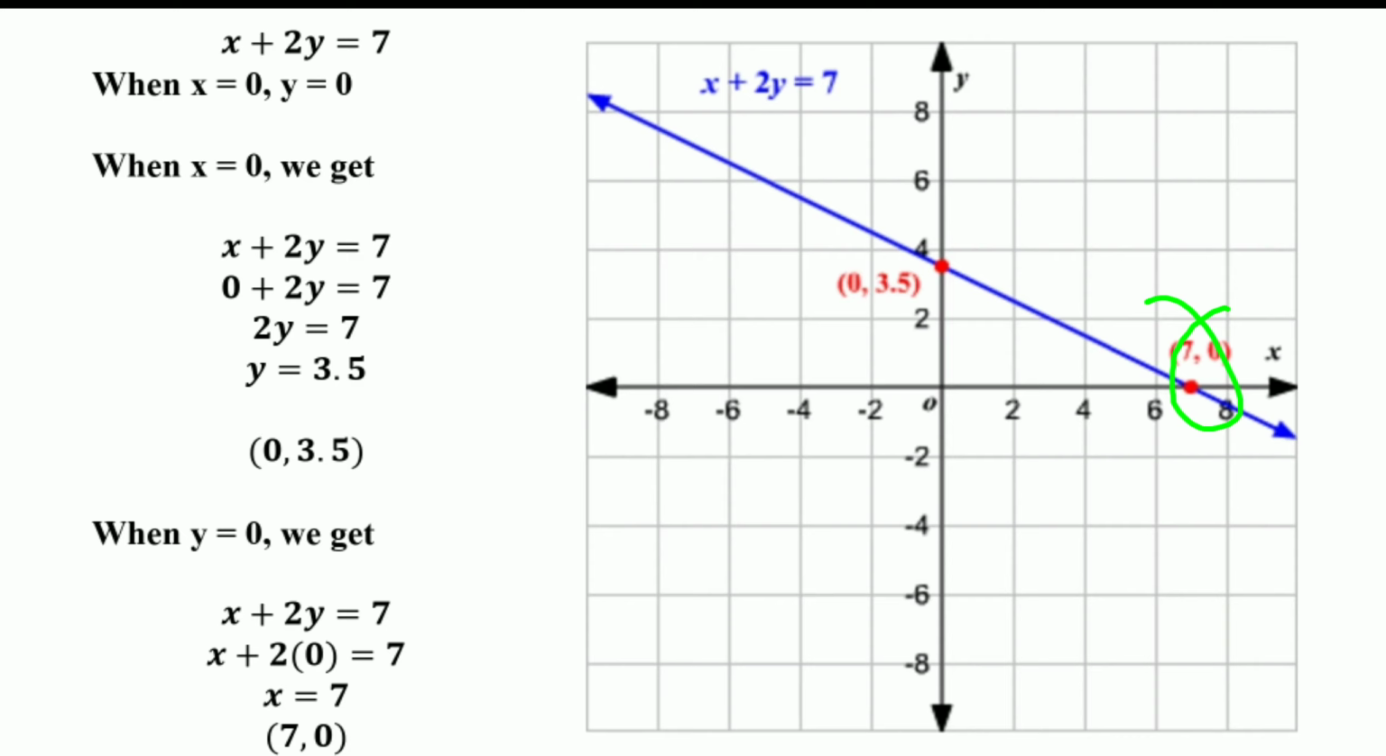After plotting the points on the graph paper, draw a straight line through the points, that is, a freehand curve that can be drawn through them. So this is the line which is shown here for the equation x plus 2y is equal to 7.